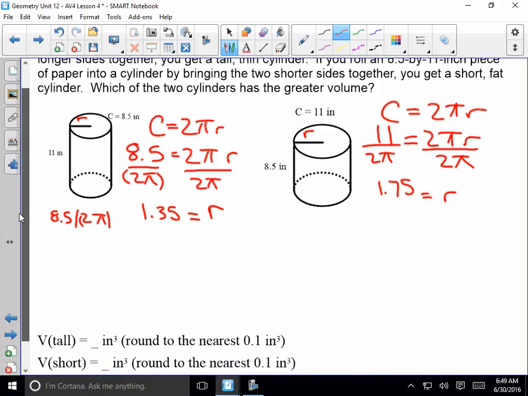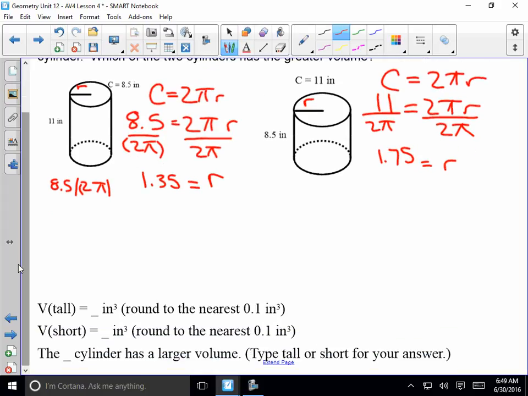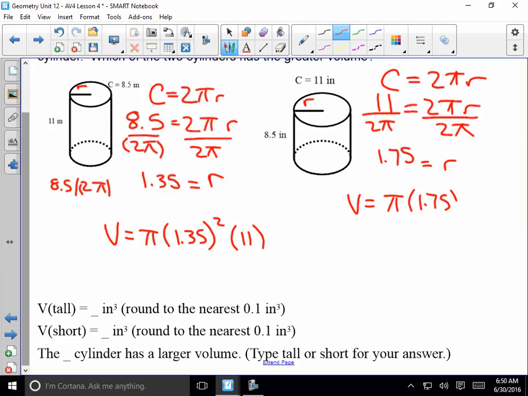Okay, now we have the pieces that we need to be able to find the volume of these shapes. So the volume of the first cylinder, pi, times our radius of 1.35 squared, times the height of 11 inches. And then we have our other volume, which equals pi times 1.75 squared times 8.5 inches. Okay, and then we're just going to type this all in.